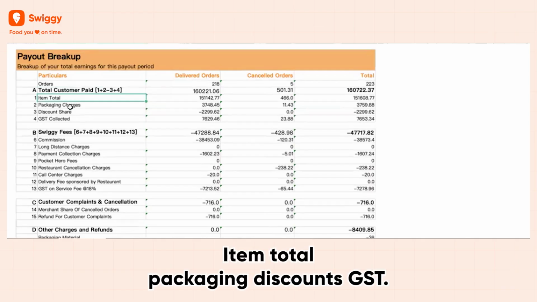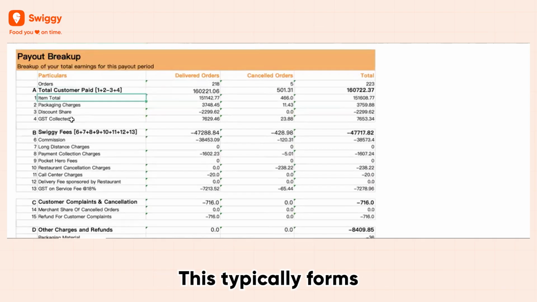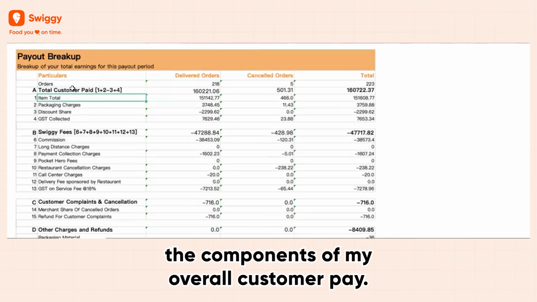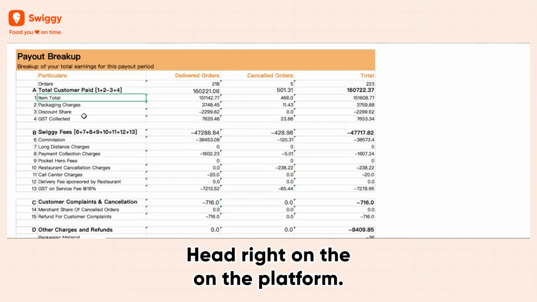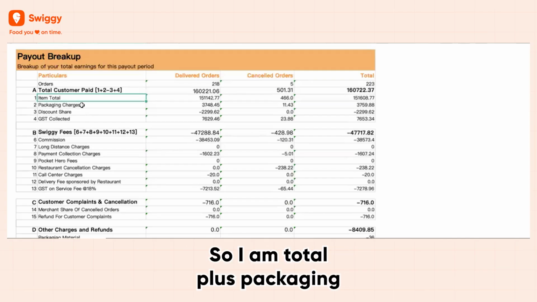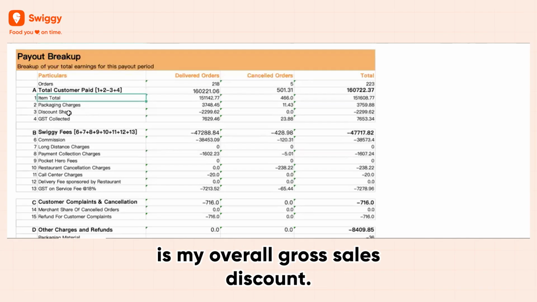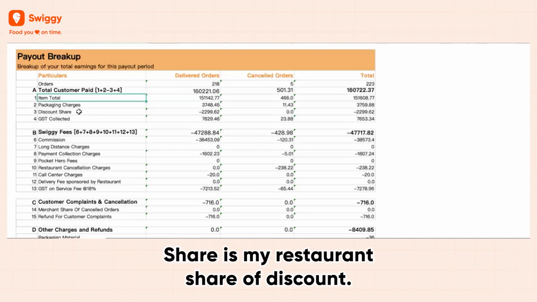Now, item total, packaging, discount share, GST. This typically forms the components of my overall customer paid. This is what the customer would have paid to the restaurant on the platform. Item total plus packaging is my overall gross sales. Discount share is my restaurant share of discount.